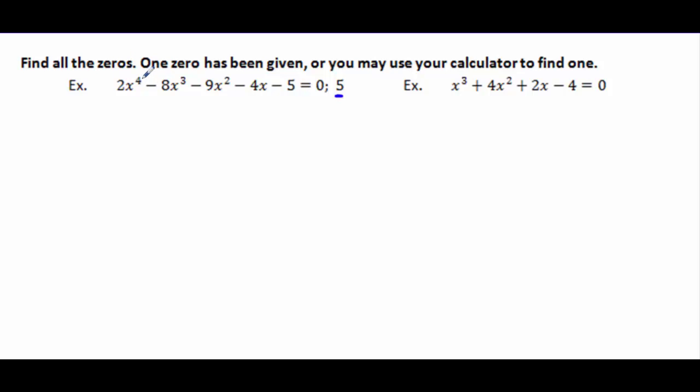Okay, so this is x to the 4th, so there should be 4 answers, and they told us one. So what we can do is we can use synthetic division. They're telling us that x equals 5, so we don't change the sign of this because we know that this really is 5. On the other ones where they were factors, we set it equal to 0 and solved for x. Here we already know what x is, so we don't have to change the sign. So we put the numbers 2, negative 8, negative 9, negative 4, negative 5.